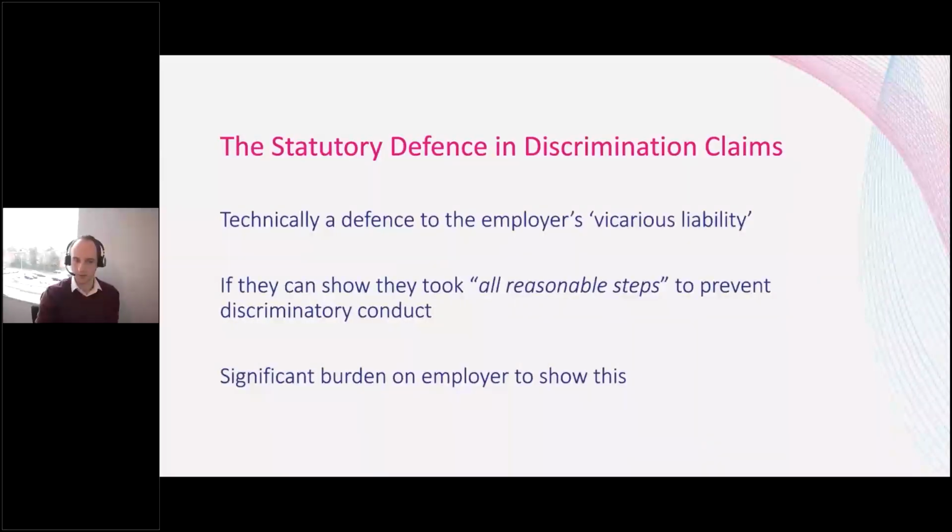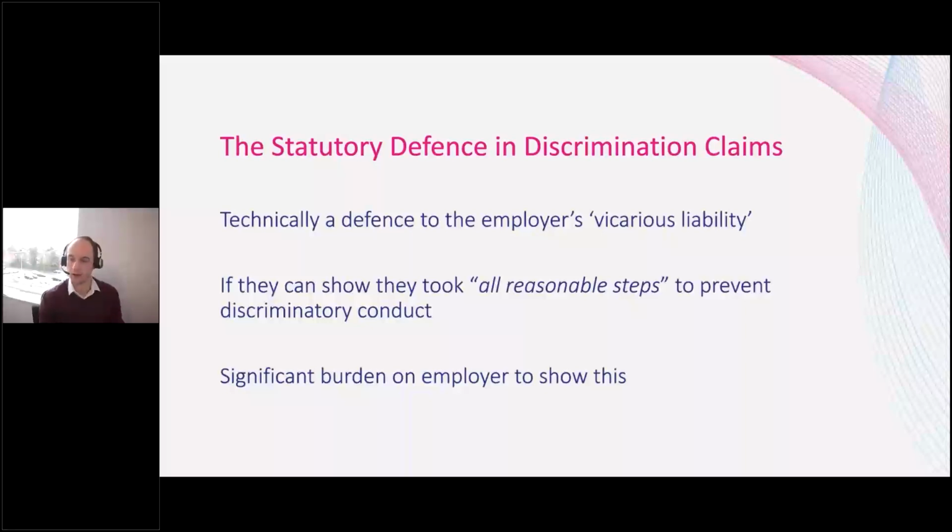Right, again, speeding up very quickly, there is a statutory defence in discrimination claims that the employer has taken all reasonable steps. Strictly speaking, it's not a defence to the act of discrimination itself. What it's a defence to is the concept of the employer's vicarious liability. And what you're saying here is, okay, we acknowledge that the employee, our employee, the manager, for example, may have discriminated against the claimant, but that's not our fault. We did everything we could to prevent that from taking place.